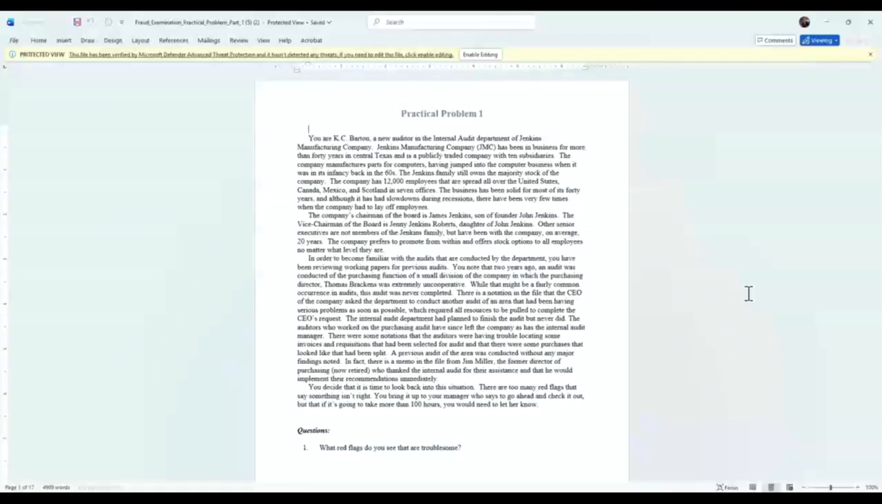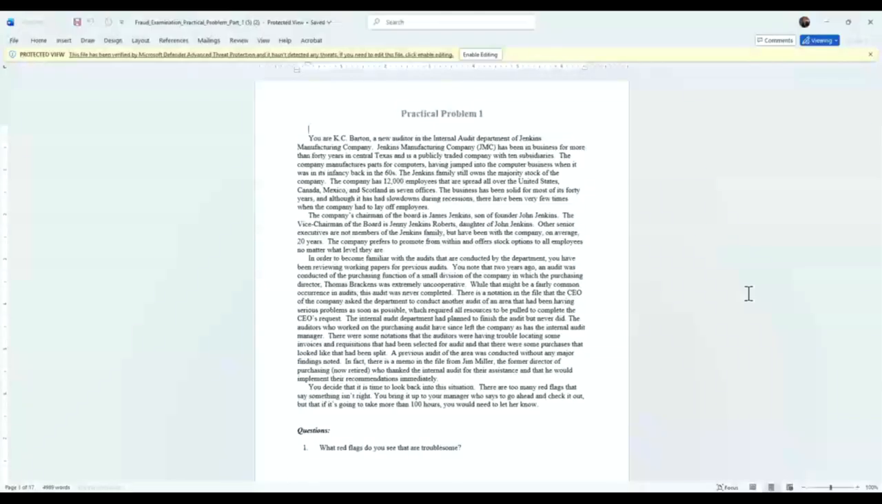So there's some notations that the auditors were having trouble locating some invoices and requisitions that had been selected for audit. And there were some purchases that looked like they had been split. Okay, a split purchase: you have authority to purchase up to $10,000. And so what you do is you take a $16,000 item and you split it into two separate $8,000 purchases. So you don't need to get a higher up sign off on it. Okay.